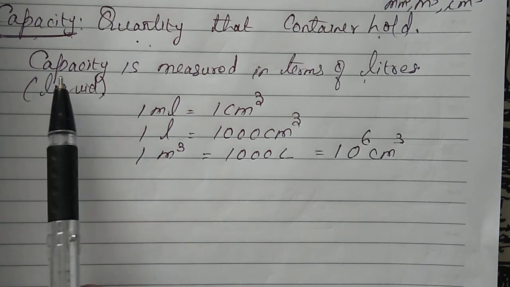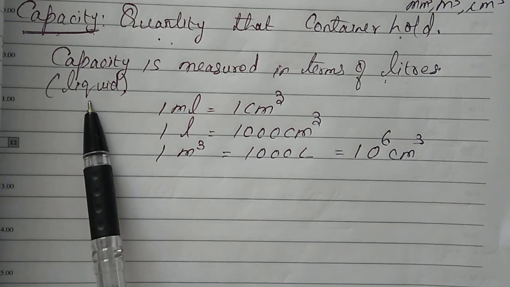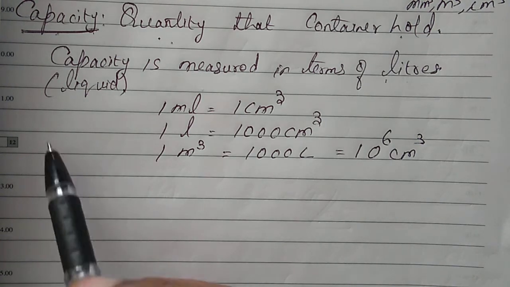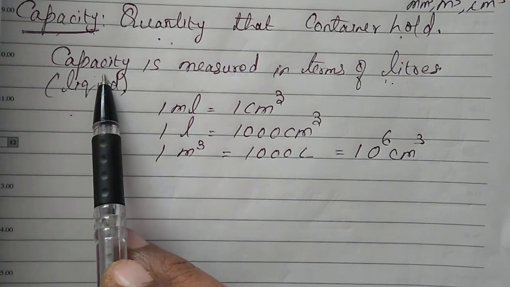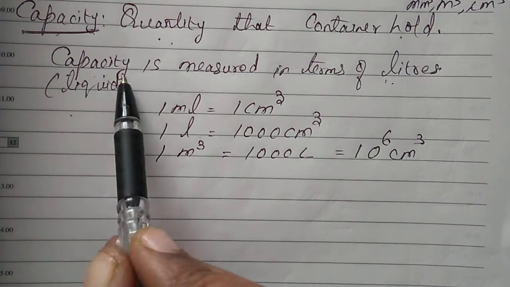So we say capacity is measured in terms of liters. Liters is generally used for liquid quantity. Because for solid things, when you buy vegetables, we say in kilogram. But when you buy milk, we say in liter. We buy 2 liters of milk, 3 liters of milk. When you put petrol in your car, you say 2 liters of petrol. We never say 2 kg of petrol. So always the liquid we measure in terms of liters, how much it will occupy. We say the capacity of the car, how much the tank can be filled up.